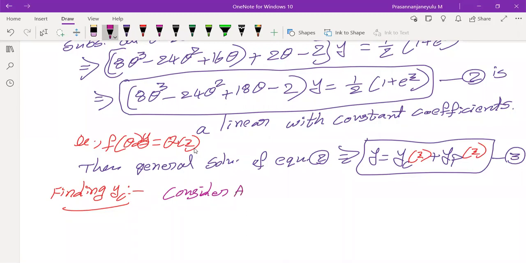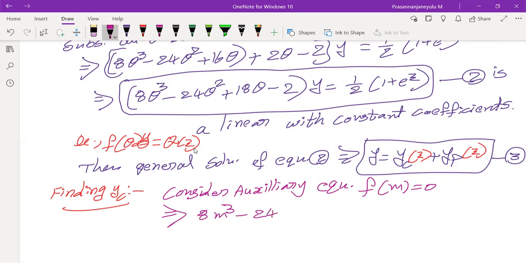Then consider the auxiliary equation to find yc. What is the auxiliary equation? F of m equals 0. What is m? In place of theta in f of theta, we have to substitute m. So what we finally get is 8m cube minus 24m square plus 18m minus 2 equals 0.